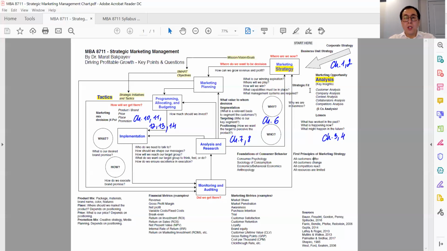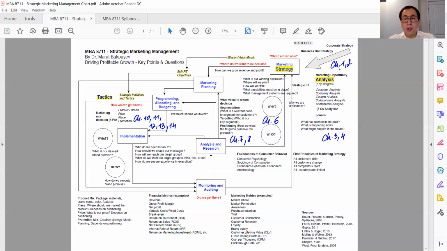So as you're doing the strategic fit analysis, I noted some of the core questions that you need to ask. What's your winning aspiration? Where do you want to play? How will you win? And then what capabilities must you have in place, and what management systems are required? Essentially, this is where you ask yourself why you're in this business. And as you're doing your analysis, the lenses that I noted as important are what worked in the past, what is happening at this moment of time, and what might happen in the future. And this is where chapters 3 and 4 are important to look into.